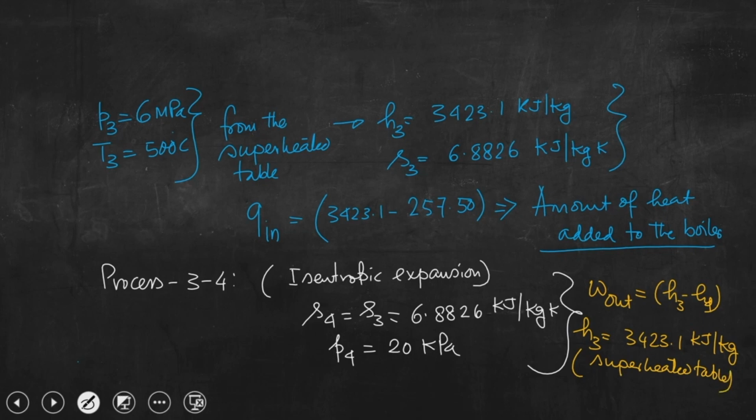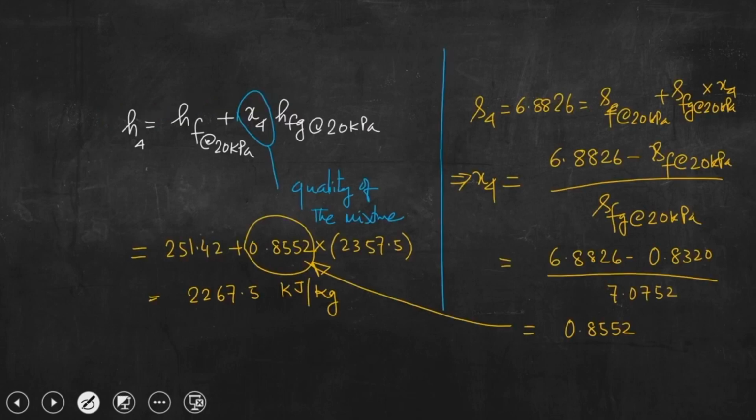Because we know pressure and temperature, so P4. So, this is already H3, which we have calculated. Now we can calculate process 4-2-1. So, W out is H3 minus H4, that is 3423.1 minus H4, and H4 is 2267.5.